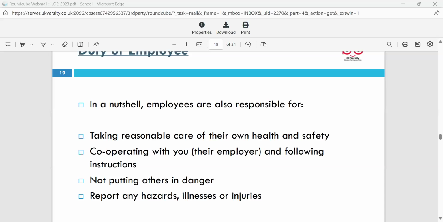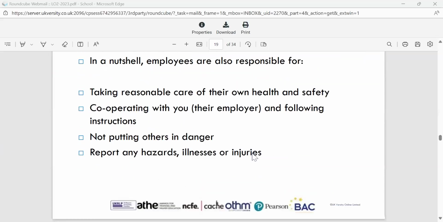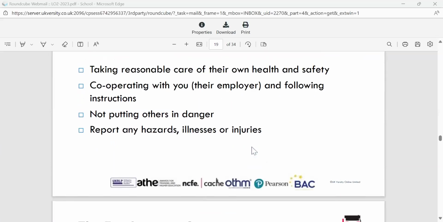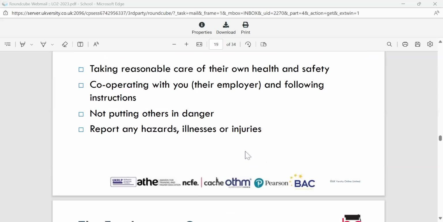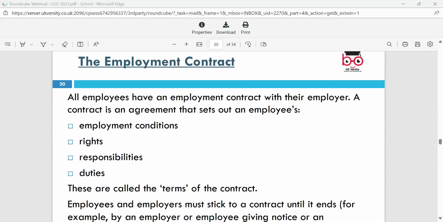Employees also need to, like you said, take reasonable care of themselves, make sure they are following the policies, and make sure they are using equipment that they are trained on, and not just using any sort of equipment, reporting any concerns, any hazards, any illnesses or injuries, and they need to avoid misusing any sort of equipment and provide health and safety purposes.